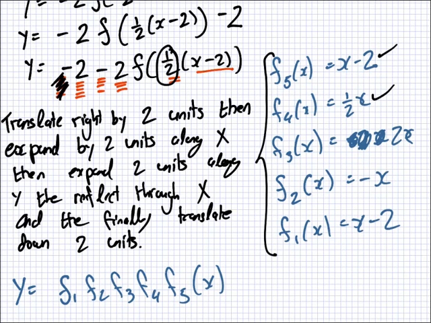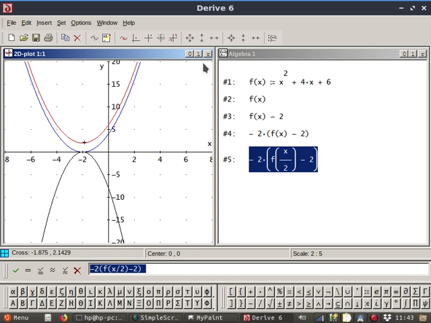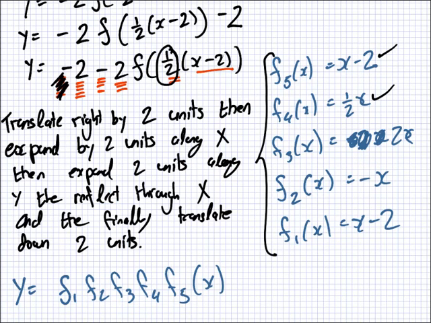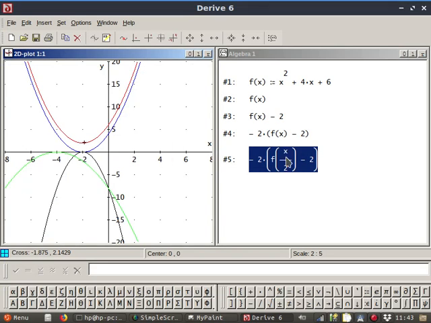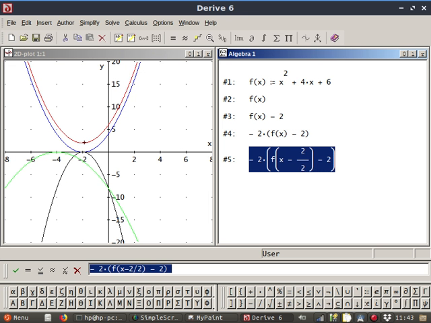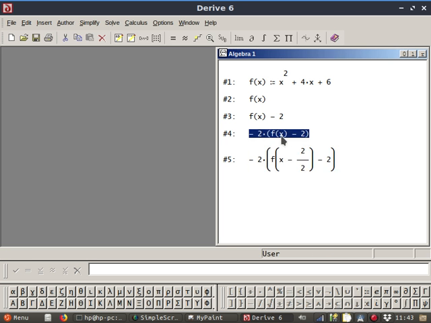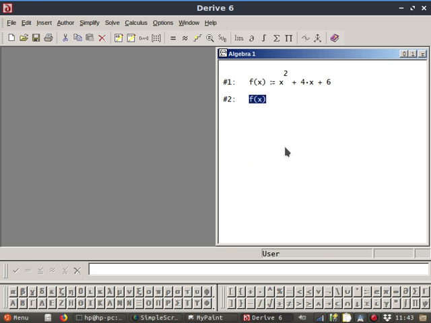Half the x. Half x. And then lastly, it's minus 2 on the x. Oh my goodness. I don't know if this is going to work. No, okay. No bracket. Let me fix it.